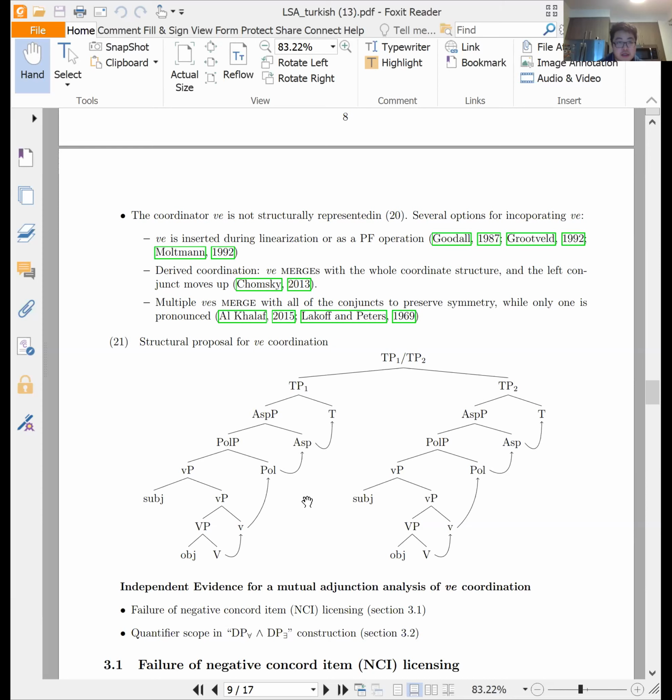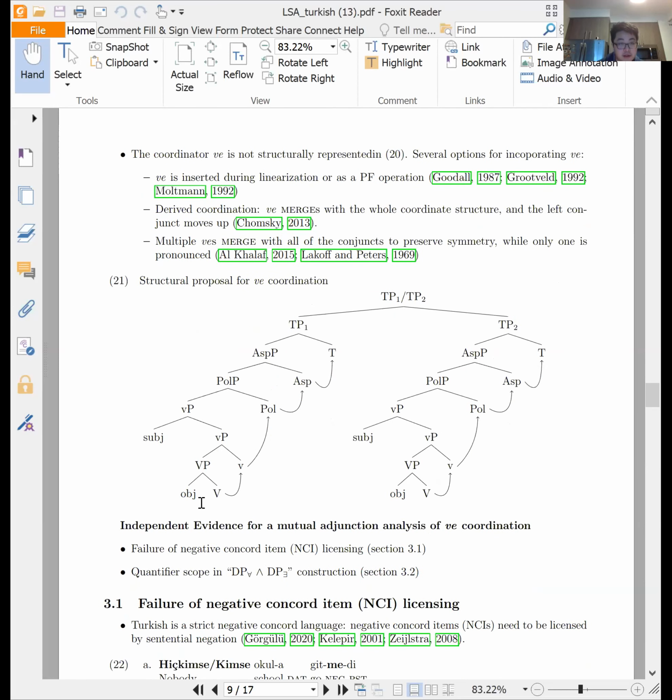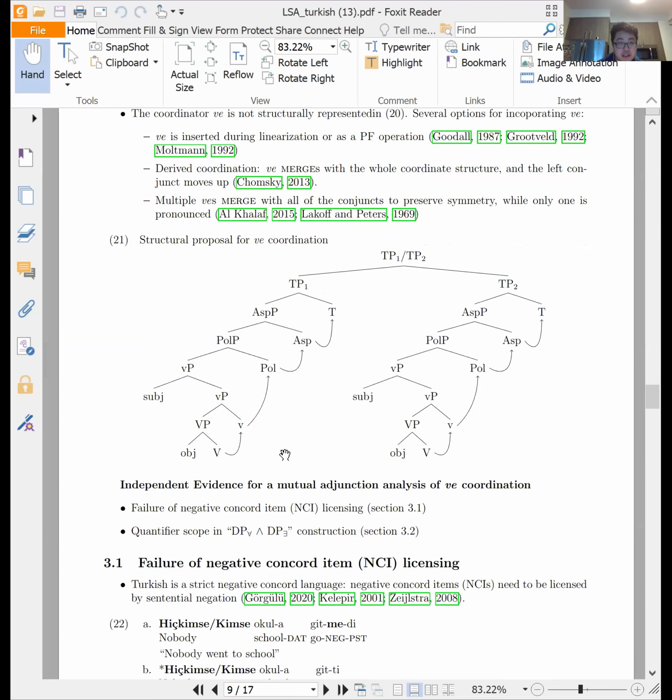You might have noticed that the coordinator Vape is not structurally represented here. There are several options based on the previous literature, and I'm happy to talk more about this in the Q&A session, but I'm not committed to any one of those, given the present data. But in a nutshell, the structure proposal for Vape coordination is shown in 21.